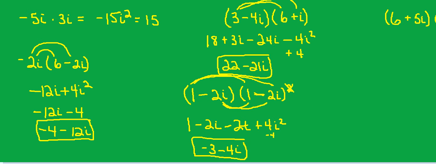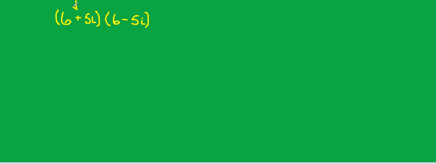Alright, and lastly is this FOIL, multiplication of the sum and the difference of the same two terms. Here's the sum, here's the difference of the same two terms, meaning a 6 and a 5i. Alright, so that means I'm going to FOIL it. I'm just going to FOIL it anyway, and you determine what the answer is and why it turned out to be that way. So here I got 6 times 6 is 36.